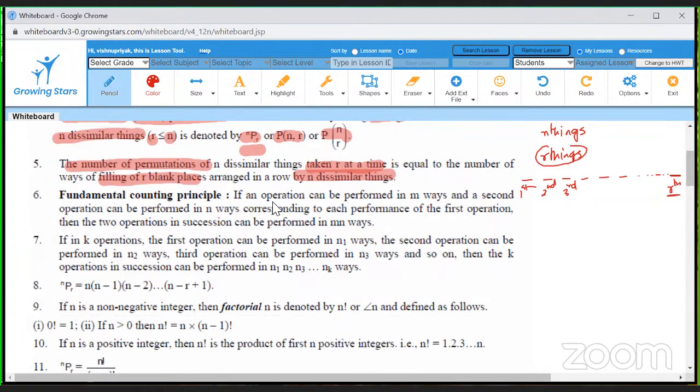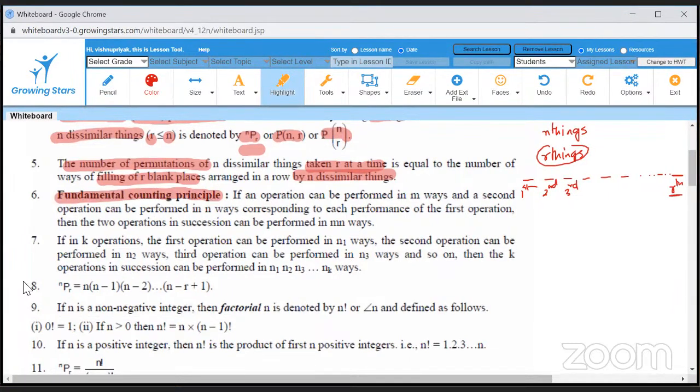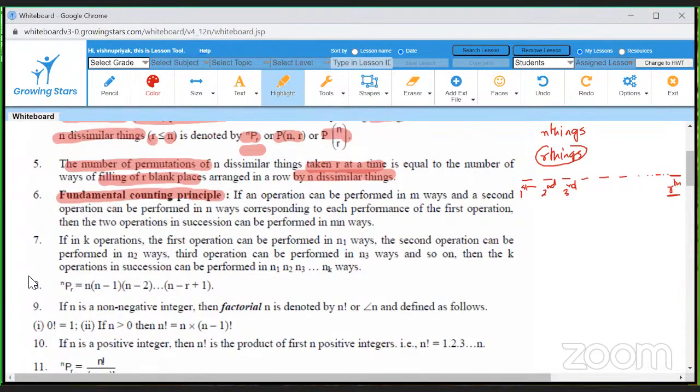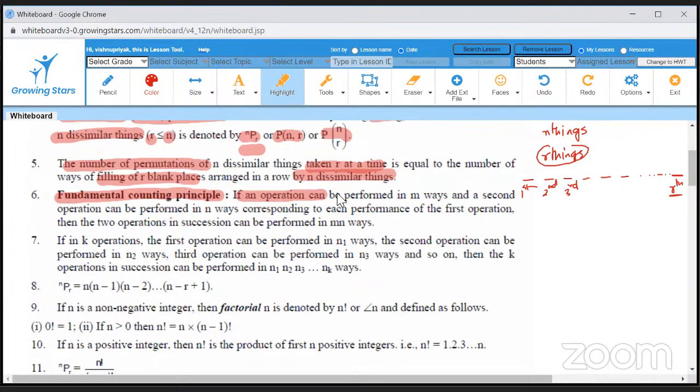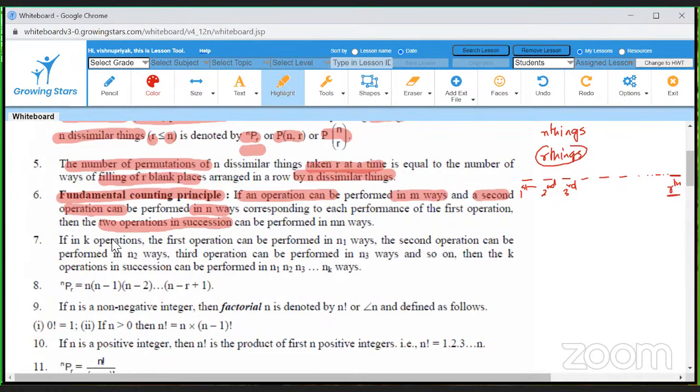Before going to that, we will learn something called the fundamental counting principle. What is this fundamental counting principle? If one work can be done in m ways and a second work can be done in n ways, then the two works together, in succession, meaning one after the other, first work, then second work, can be done in m into n ways.